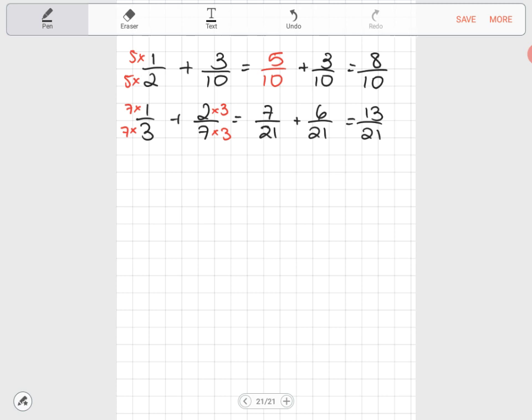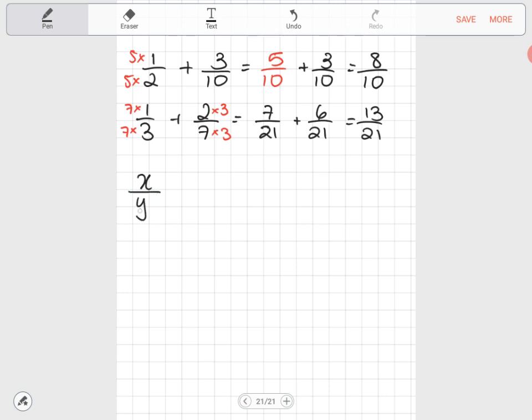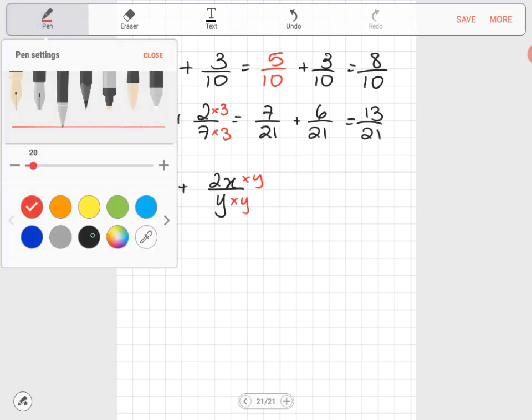So let's look into some problems. So say we have x over y squared, and we're going to add that to 2x over y. Okay, what do we need to do? Well, we need to make the denominators the same. So first we need to multiply the second one by y over y, because we can see that a common denominator will be multiplying that second one by just y.